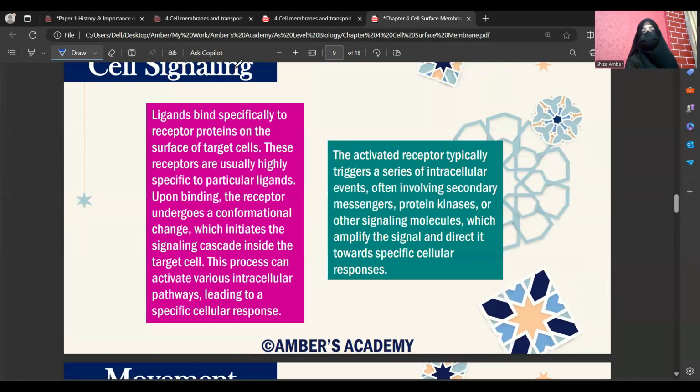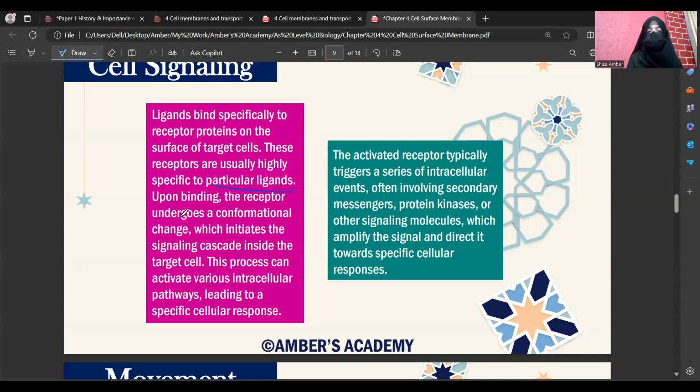अच्छा जी, ये पूरे steps उसके लिखे हुए हैं. That ligands bind specifically to receptor proteins. This is exactly what I have just mentioned. इसको बस side से थोड़ा और देख लेते हैं. Ligands bind specifically to the receptor proteins on the surface of target cells. These receptors are usually highly specific to particular ligands, like enzyme-substrate complex. Enzyme or substrate used to be complementary shapes, right? उसी तरीके से ligands or receptors are of specific shape.